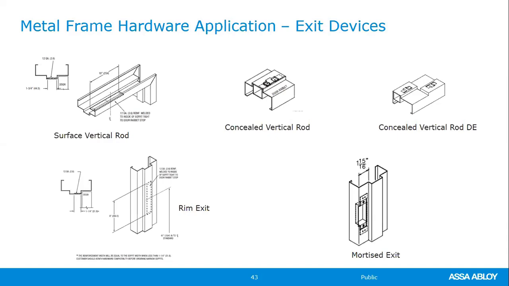You'll see it for the double egress. If you're using just a rim exit device, we will also put the reinforcement in the soffit of the frame. And then if you happen to be using a mortised exit device, it accommodates for a standard 4 7/8 strike cutout.